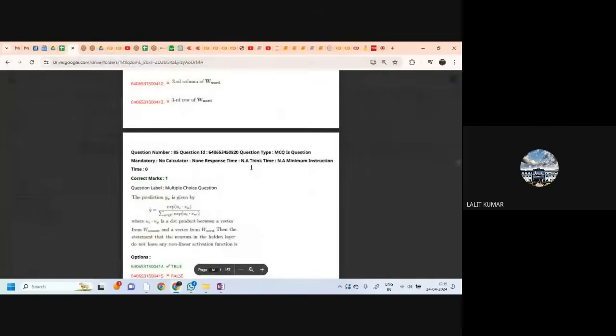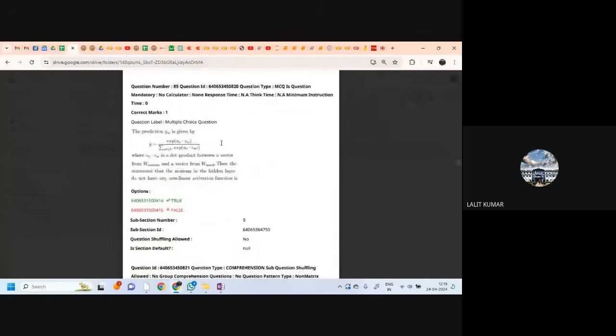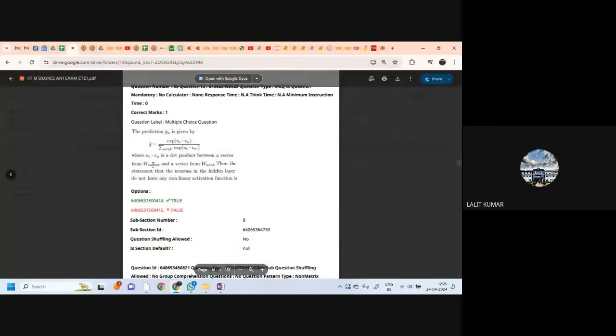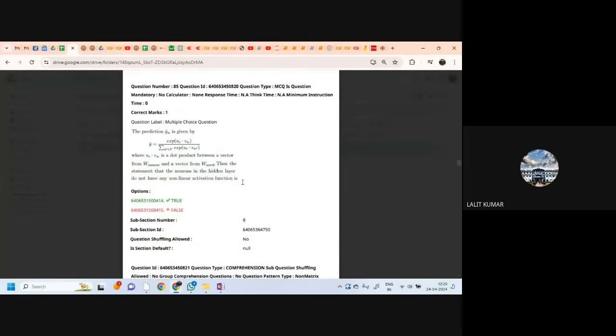The prediction y hat w is given by this. The u_w is a dot product between a vector from W context and a vector from this. Then the statement that the neurons in the hidden layer do not have any non-linear activation function is non-linear, because here it is linear, and here we are using the softmax. Correct.